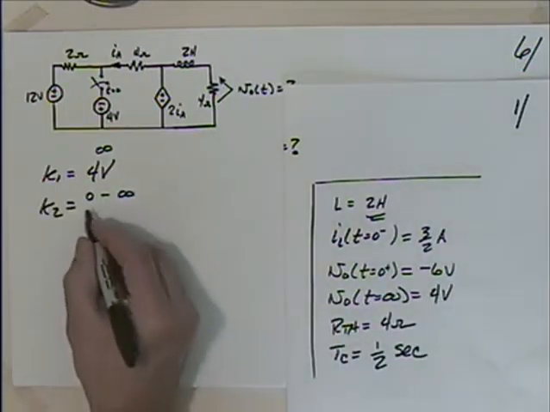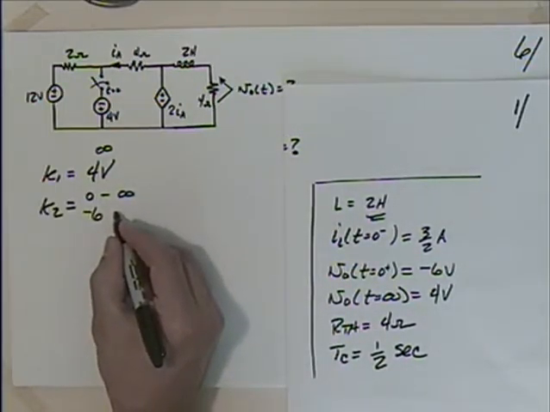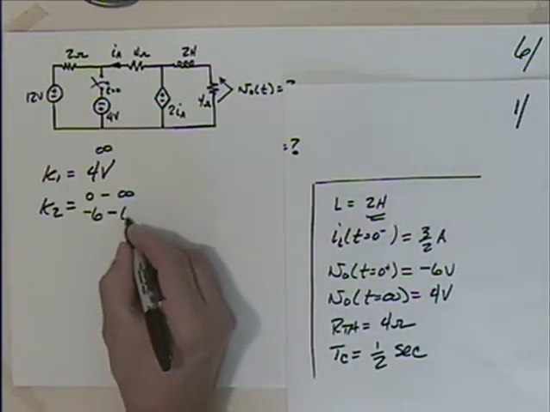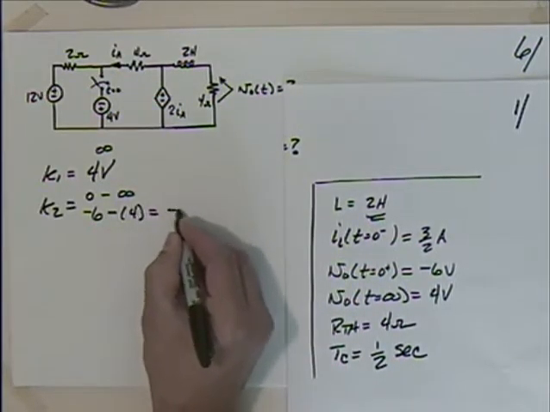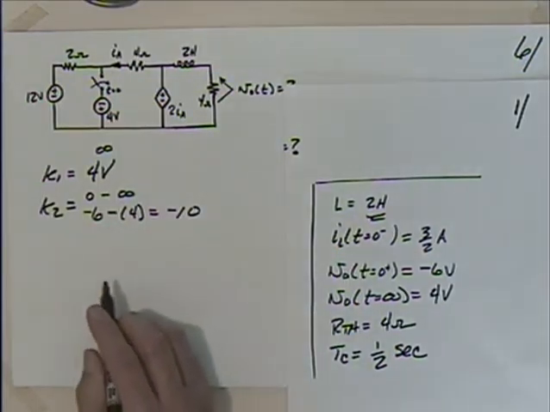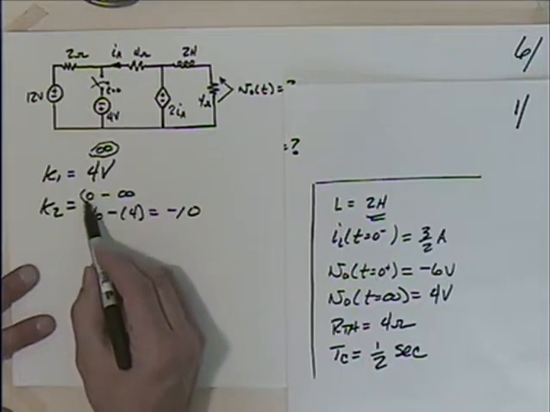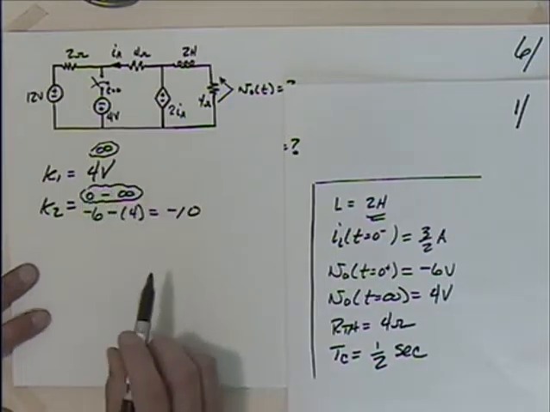What do we have at 0? Minus 6 minus 4. Excuse me, what? Minus 10. So K2 is equal to minus 10. So these are just little helps here. That was from our 6-step methodology.